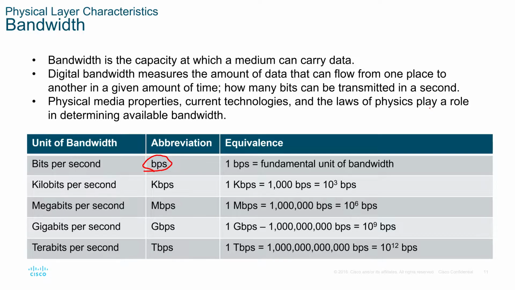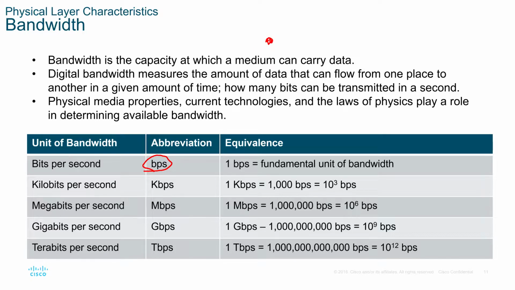How fast can we move data across a particular line? Some of the abbreviations that we use, and this is referred to as metric notation: kilobits per second, which is 1,000, megabits, 1 million, gigabits, 1 trillion, and so on. So kilobits, megabits, gigabits, terabits. And this is all going to the left side from the decimal point.